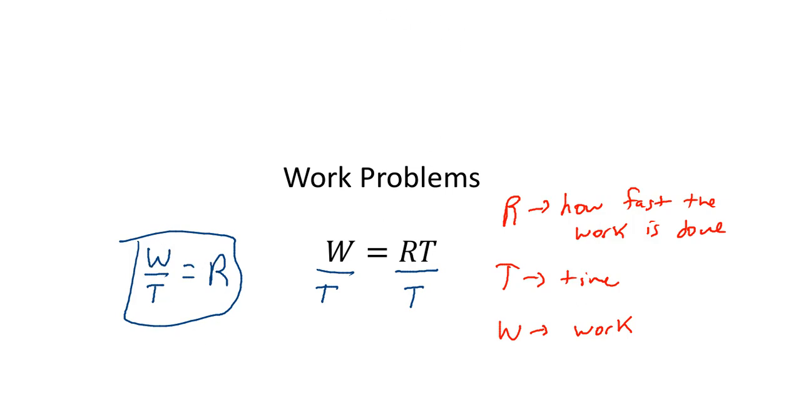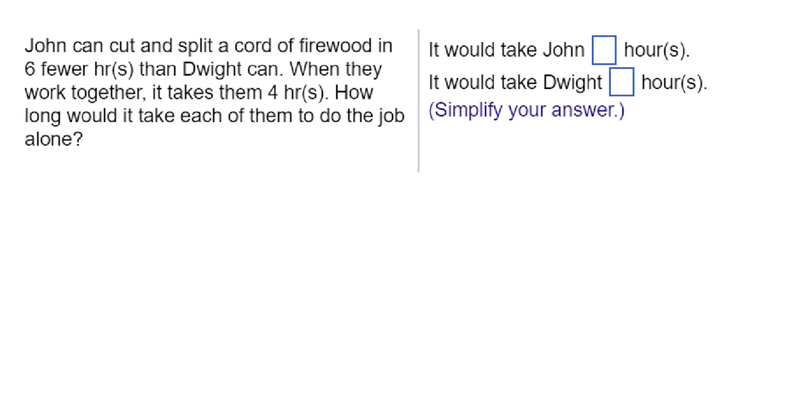All right, so let's take a look at an example. John can cut and split a cord of firewood in 6 fewer hours than Dwight can. When they work together, it takes them 4 hours. How long would it take each of them to do the job alone?